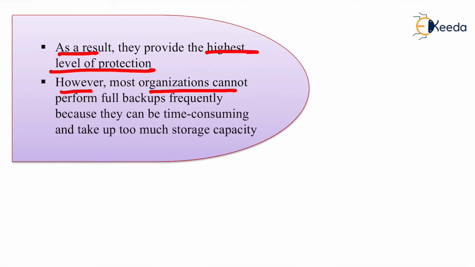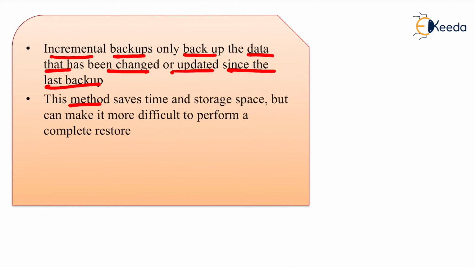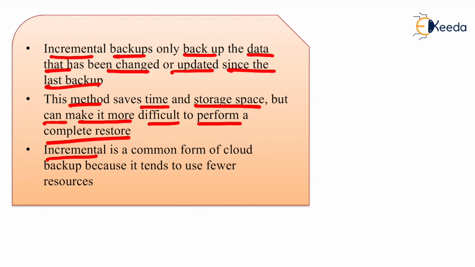However, most organizations cannot perform full backups frequently because they can be time consuming and take up too much storage capacity. Incremental backups only back up the data that has been changed or updated since the last backup. The first type was full backup, the second type is incremental backup. This method saves time and storage space but can make it more difficult to perform a complete restore. Incremental is a common form of cloud backup because it tends to use fewer resources.